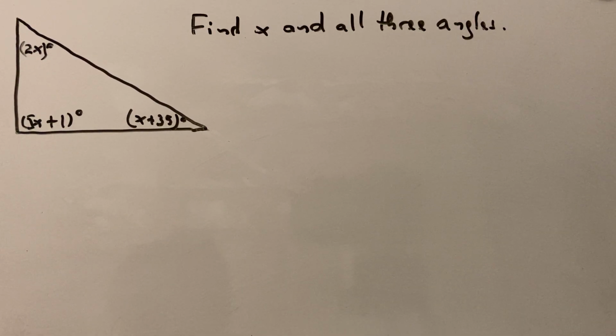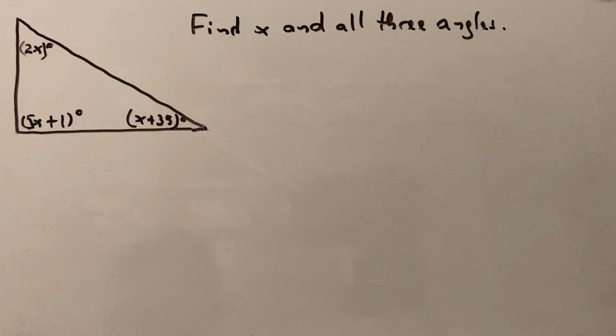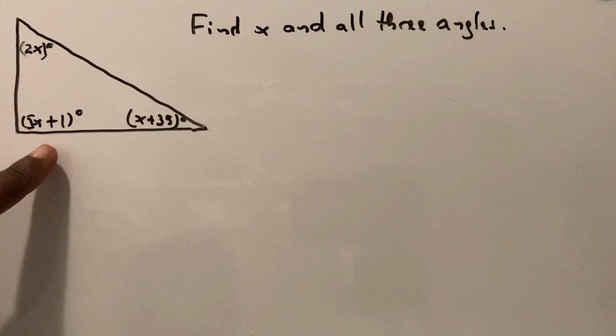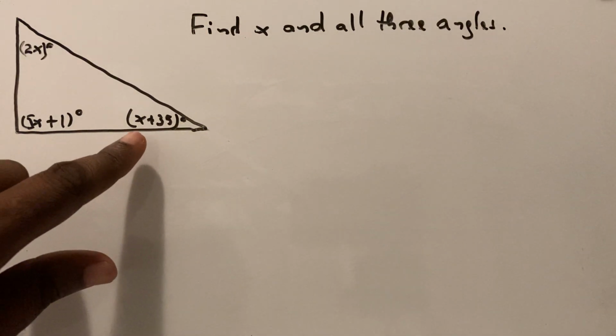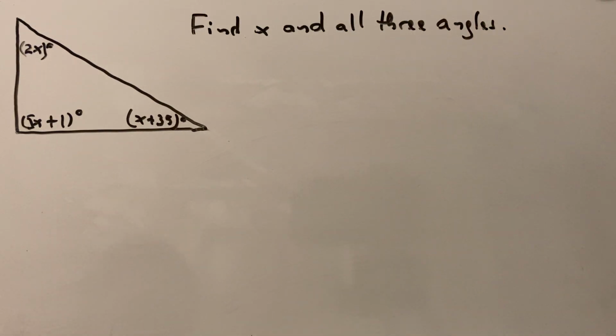Hello guys, let's say you have this triangle right here in which three angles are given to you, but they're given as expressions. Like the first angle here is 2x, the second angle is 5x plus 1 degrees, and the third angle is x plus 35 degrees. The question here is for you to find x and all three angles.